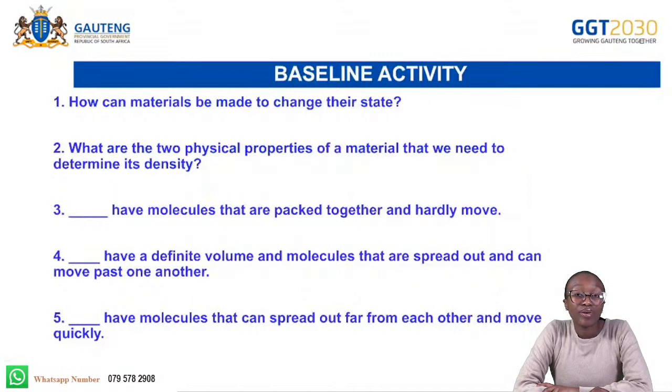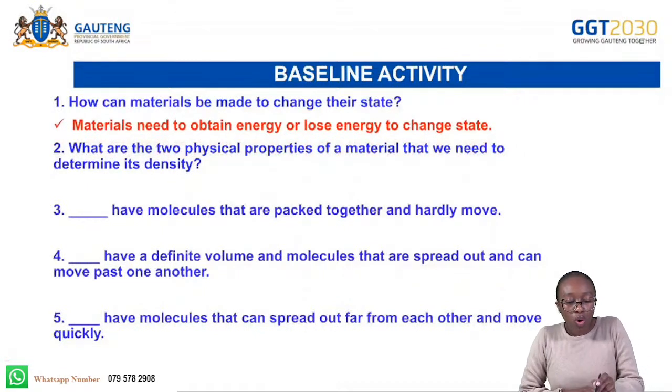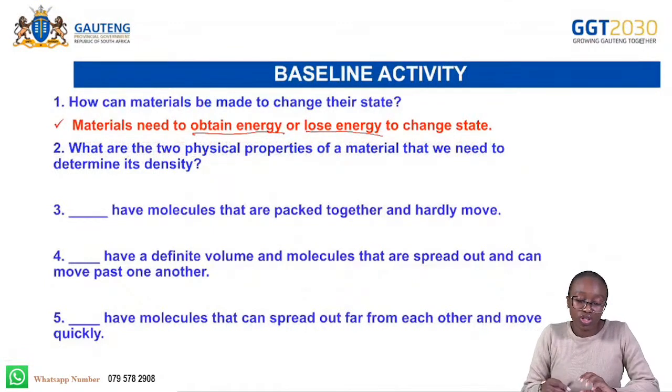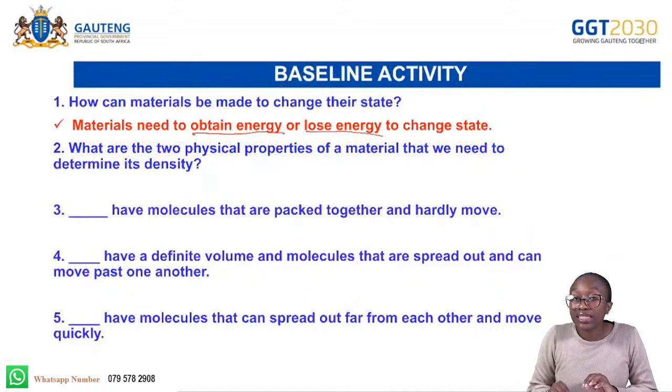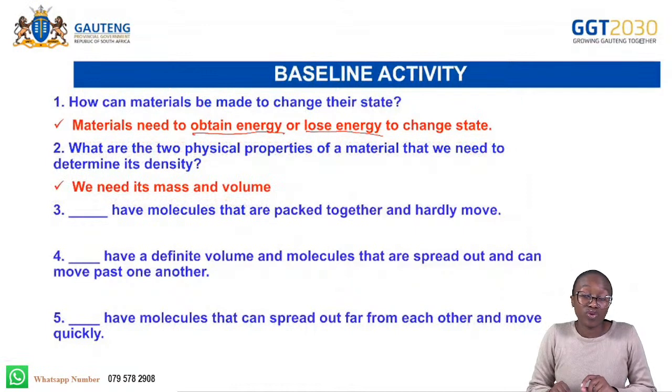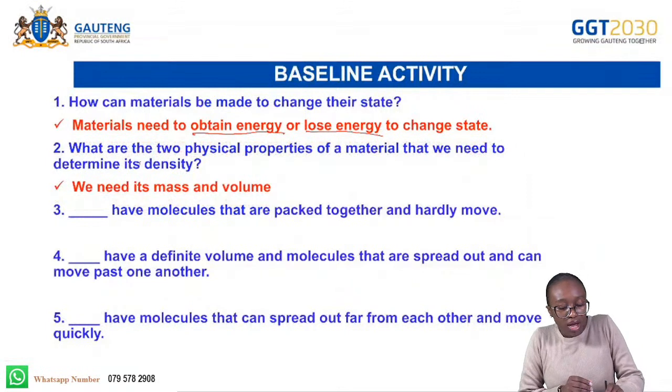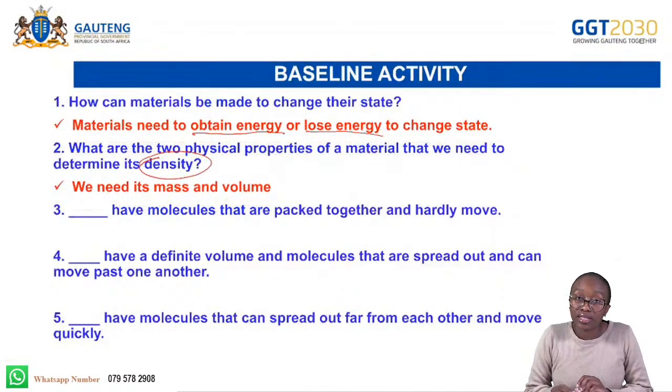Welcome back, learners. Now let's answer these 5 questions together. How can materials be made to change their state? Materials need to obtain energy or lose energy to change their state. And then what are the 2 physical properties of a material that we need to determine its density? We need mass and we need volume. So we'll need the material's mass and we'll need the material's volume in order for us to determine its density.